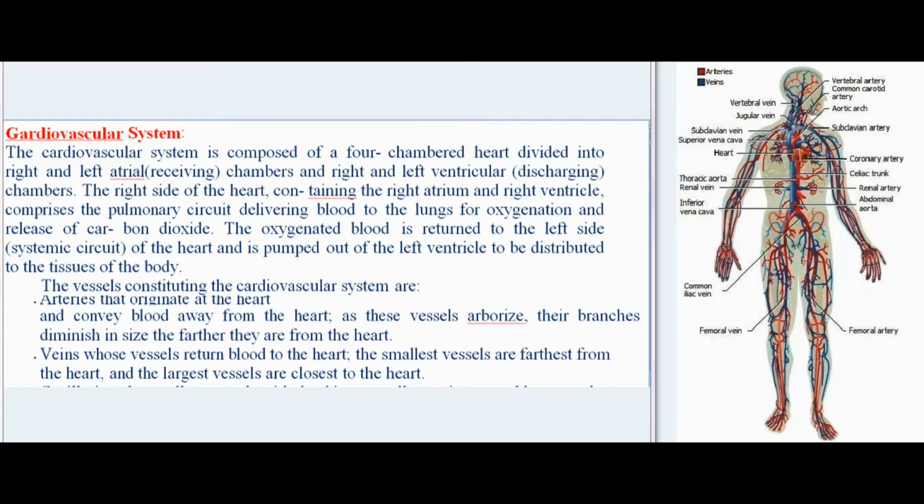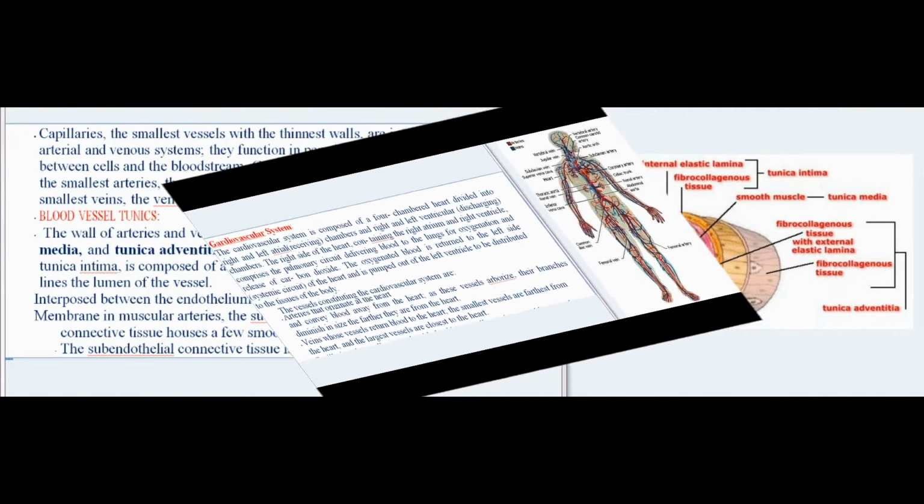The vessels constituting the cardiovascular system are arteries that originate at the heart and convey blood away from the heart. As these vessels arborize, their branches diminish in size the farther they are from the heart. Veins are vessels that return blood to the heart. The smallest vessels are farthest from the heart, and the largest vessels are closest to the heart.